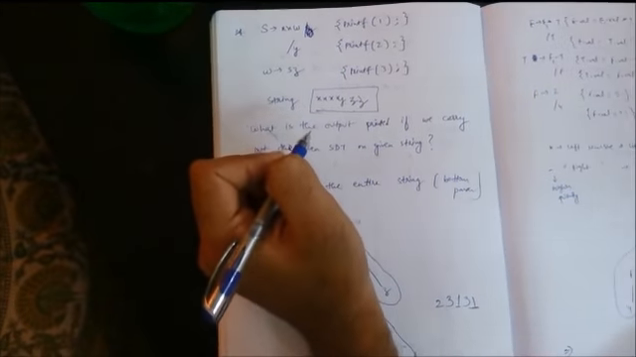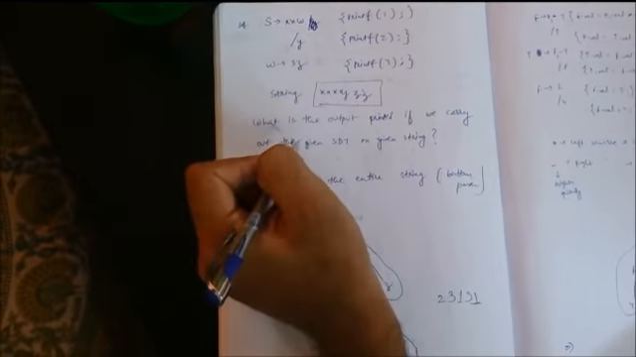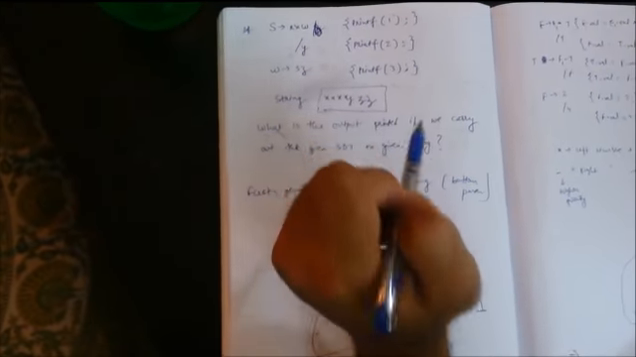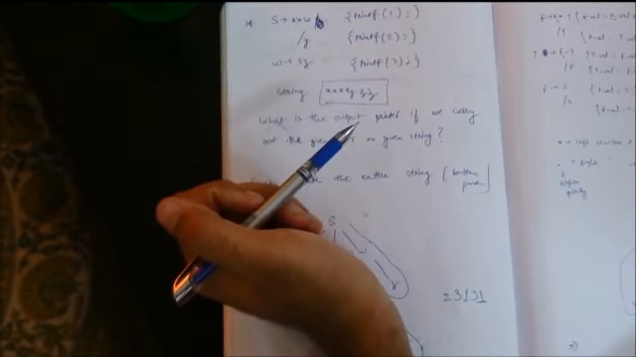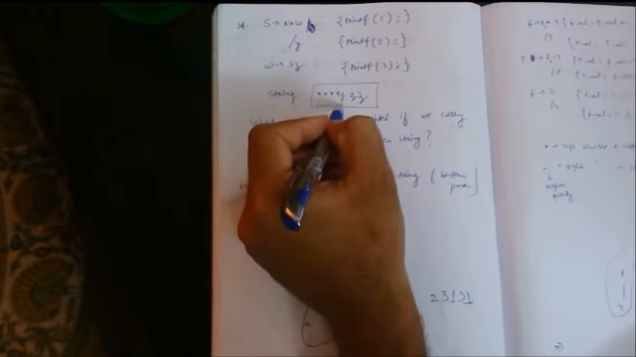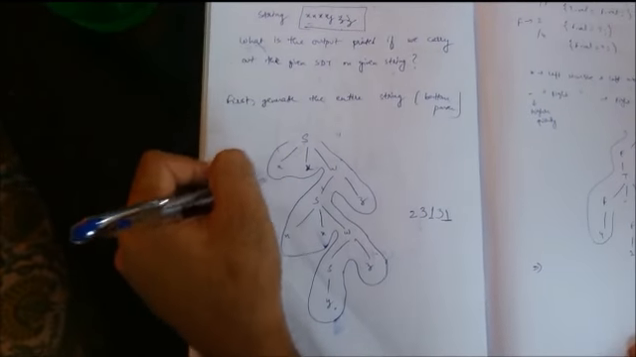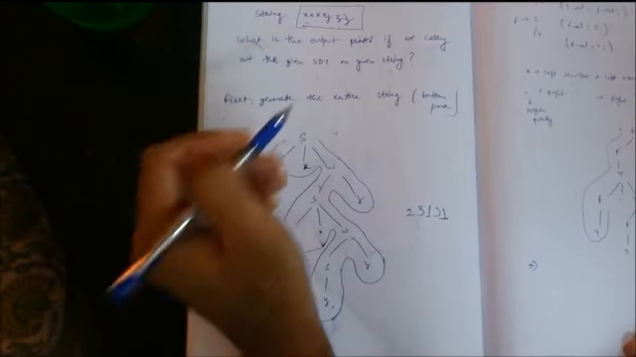Now the question is asked: what is the output printed if we carry out the given syntax directed translation on the given string? So what we have to do first, this is the given string. According to these rules, we have to first generate the parse tree, which will be generated on this following string.